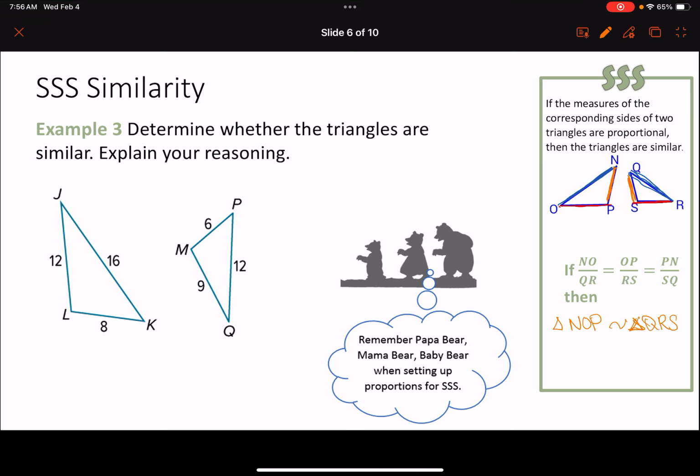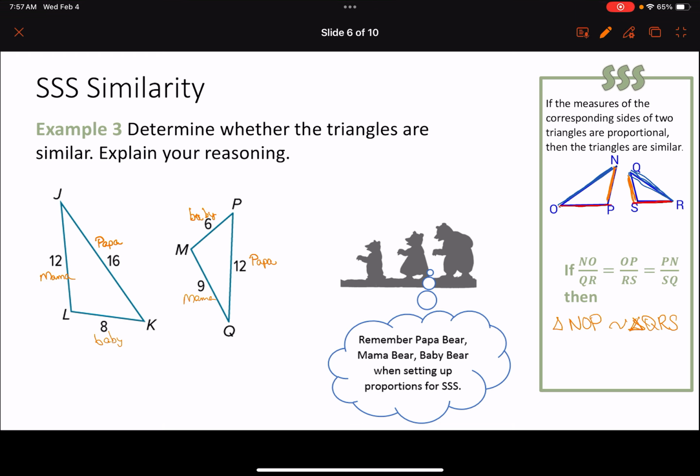So remember the story of Goldilocks and the 3 bears? You had a papa bear, a mama bear, and a baby bear. Same idea here. You want to pay attention to your largest size. This would be the papa size, or the biggest, versus the papa on the other one, on the smaller triangle. The medium-sized side is the 12, so this would be mama, and 9 would be the mama, and the babies on both triangles are the 8 and the 6. So we want to set up the proportions accordingly.